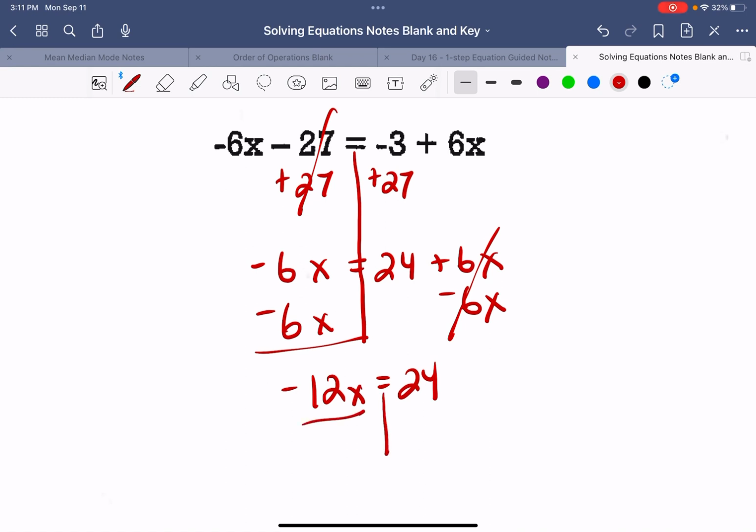Keep going. I'm going to divide by negative 12, and I'm left with x is equal to negative 2. Now, if you did some other thing and you flip-flopped and you started with your sixes or you brought things to the other side, you should still get the same answer. If you have a question about this, please come see me and we can work through your problem together, okay? If you got stuck somewhere, let me know.